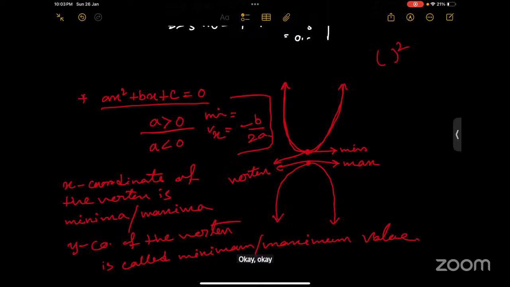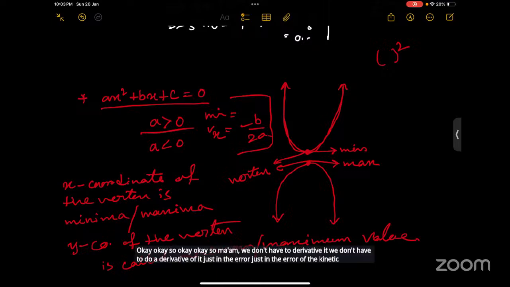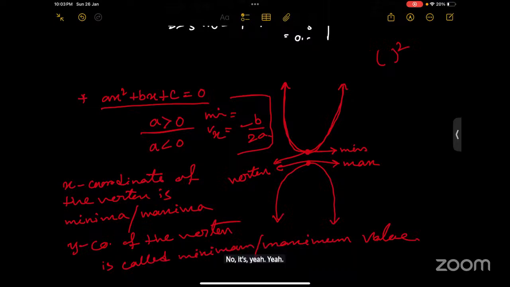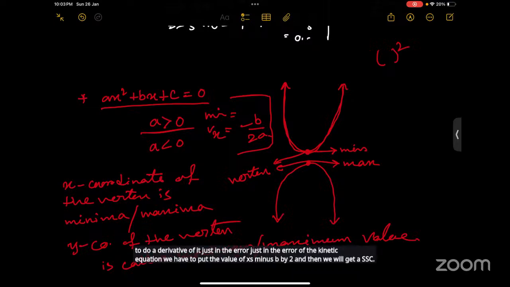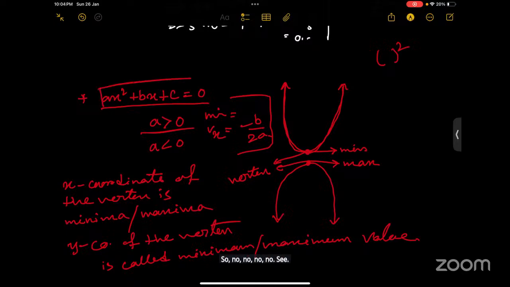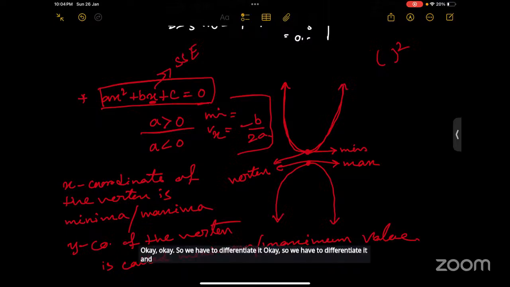So, ma'am, we don't have to take a derivative of it? We don't have to do a derivative. Just in the SSC expression of the quadratic equation, we put the value of x as minus b by 2a, and then we get the SSC directly. Suppose this is your SSC in the quadratic form, and you want to find the minimum value of x. So we have to differentiate it and put the minus b by 2a value?